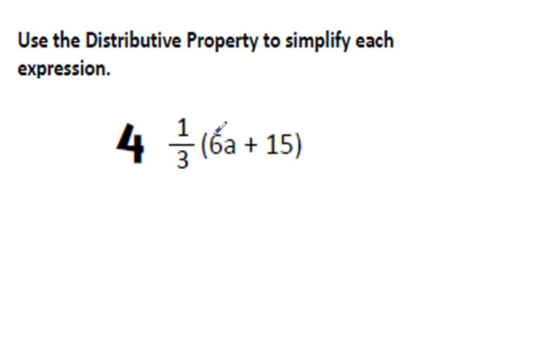Here we have 1/3 times the quantity 6a plus 15. So when we're multiplying by a fraction, since it's a 1 on top, we're just really dividing 3 into each number. So 6 divided by 3 is really 2. So 2a plus, and then 15 divided by 3 is 5.